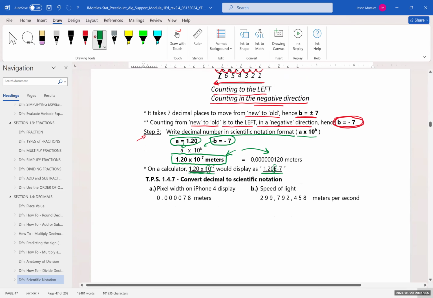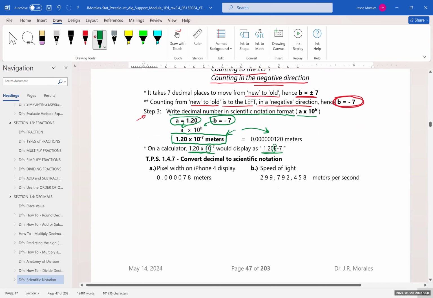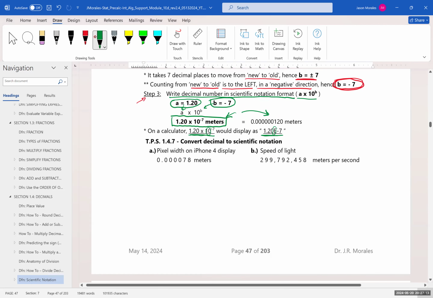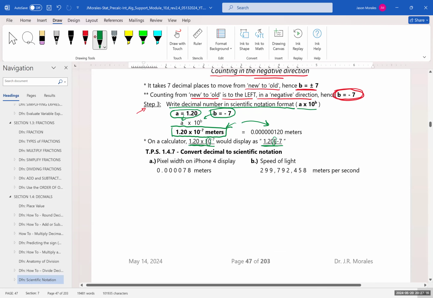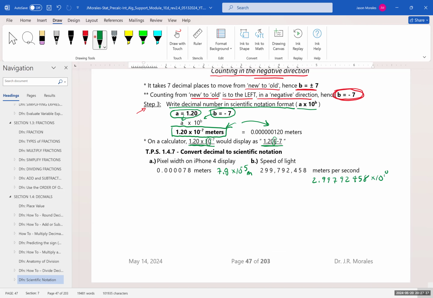So with that knowledge in mind, try to do this think, pair, share. I will give you the answer and you can try it. If you have any questions, let me know. The answer for this one should be 7.8 times 10 to the -5 meters. And the answer for this one should be 2.99792 times 10 to the 8 meters per second. So that should be your answer for that one. So give that a try.